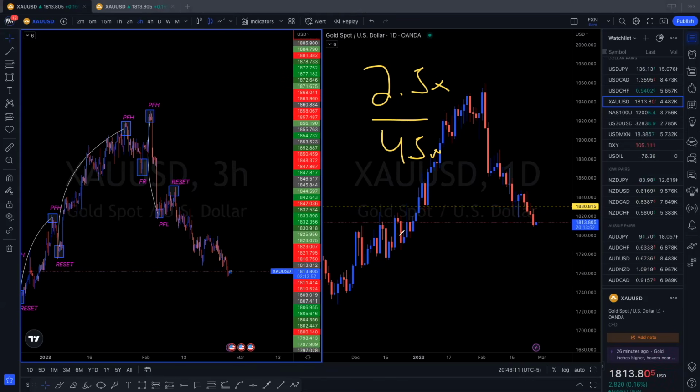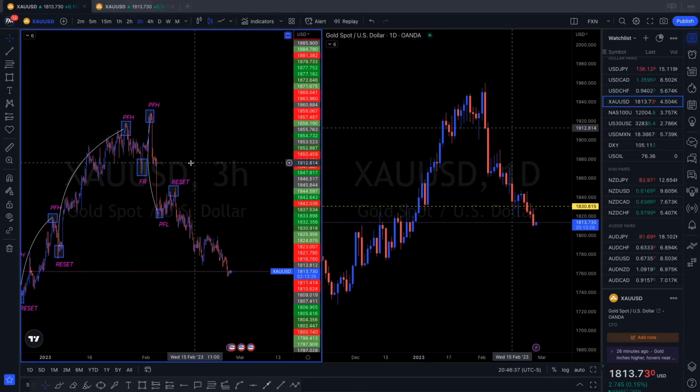Second thing is you want to look to the left to find structure. So you want to have some kind of structure to the left. That's the ideal. Like an order block or something like that? No, just price action structure.